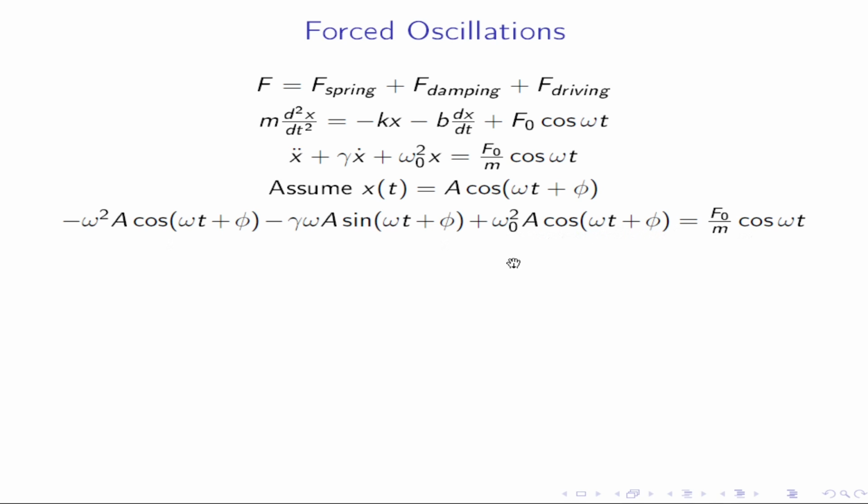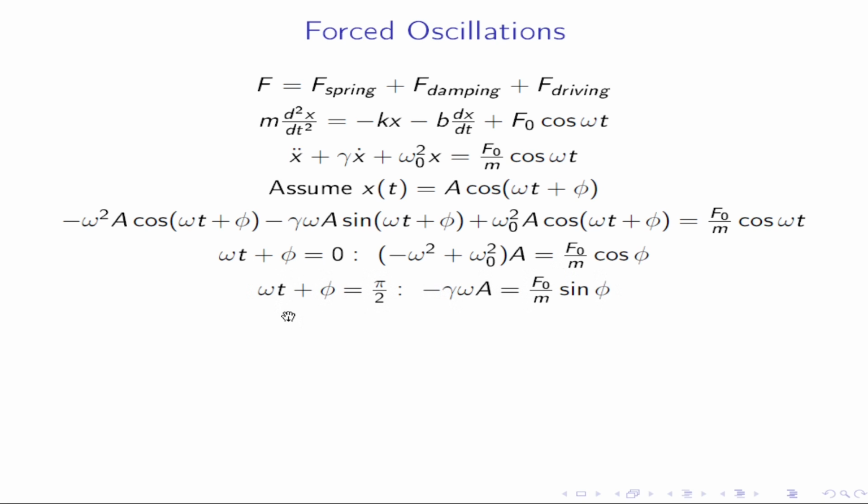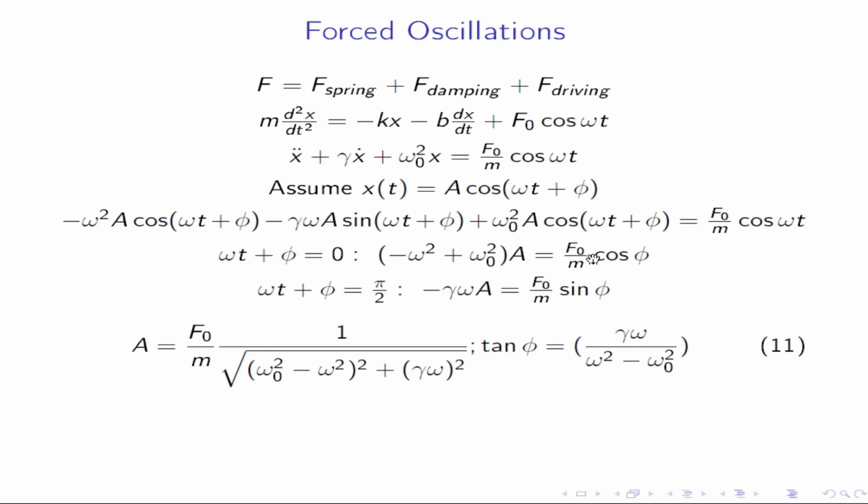This equation is true for every time, so if omega t plus phi is equal to 0, then this equation becomes (minus omega square plus omega 0 square) into a is equal to f0 by m cos phi, and if omega t plus phi is equal to pi by 2, this equation becomes minus gamma omega a equals f0 by m sin phi. Squaring and adding, a is equal to f0 by m into 1 by square root of ((omega 0 square minus omega square) whole square plus (gamma omega) whole square) as the amplitude, and dividing, tan phi, that is the phase, is equal to gamma omega by (omega square minus omega 0 square).